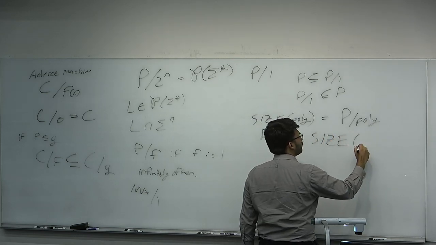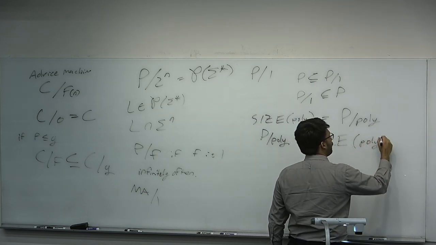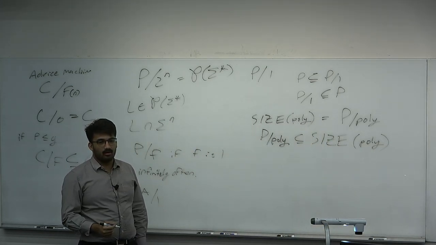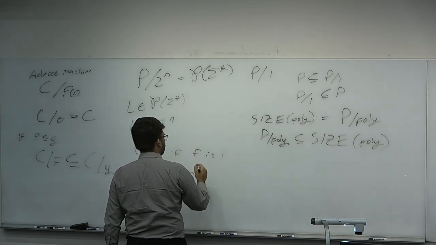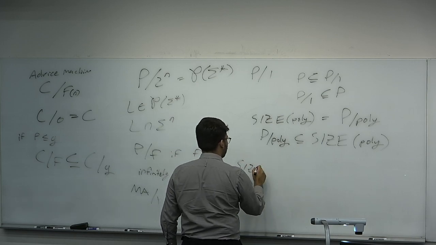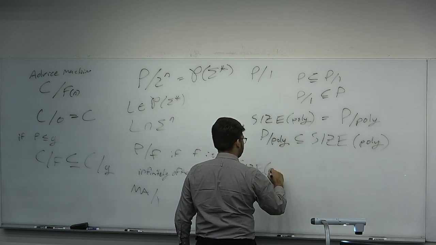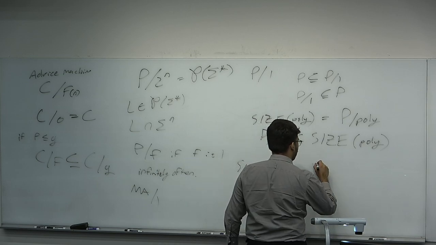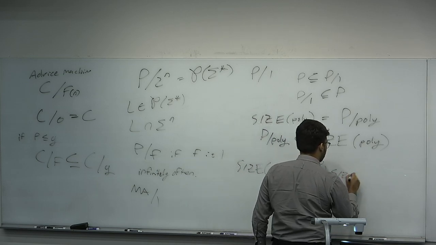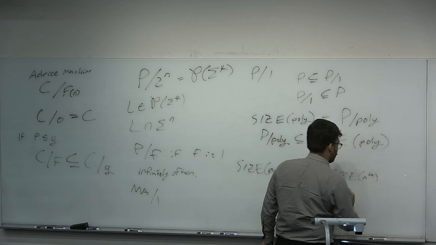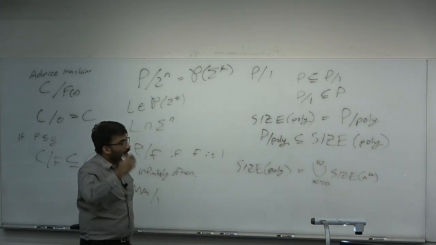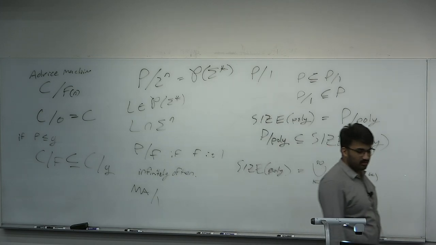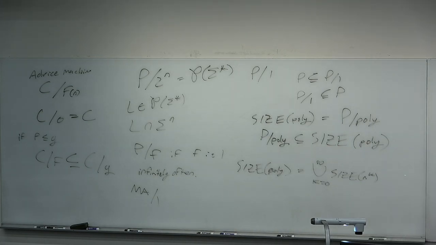Size poly is polynomial size circuits. By polynomial size circuits, what I really mean is size poly to be the union of k equal to 0 to infinity of size n to the k, right? Why is P/poly a subset of size poly? See if you guys can figure this one out.